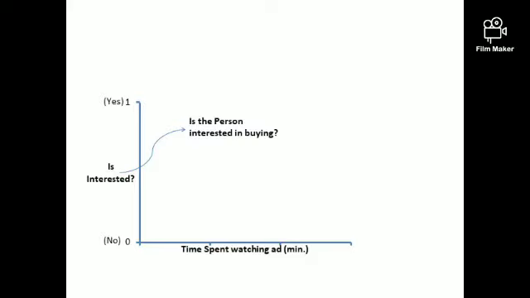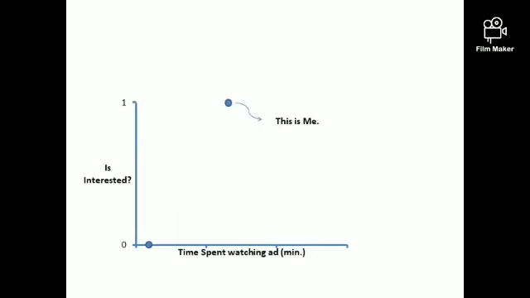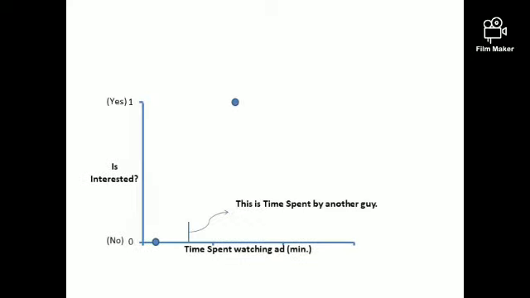This is you, and this is me. You are not interested in buying the product and I'm interested. Plus, you have spent a relatively smaller amount of time on the ad and I have spent a larger amount of time compared to you. We have two data points. We also call them training examples.